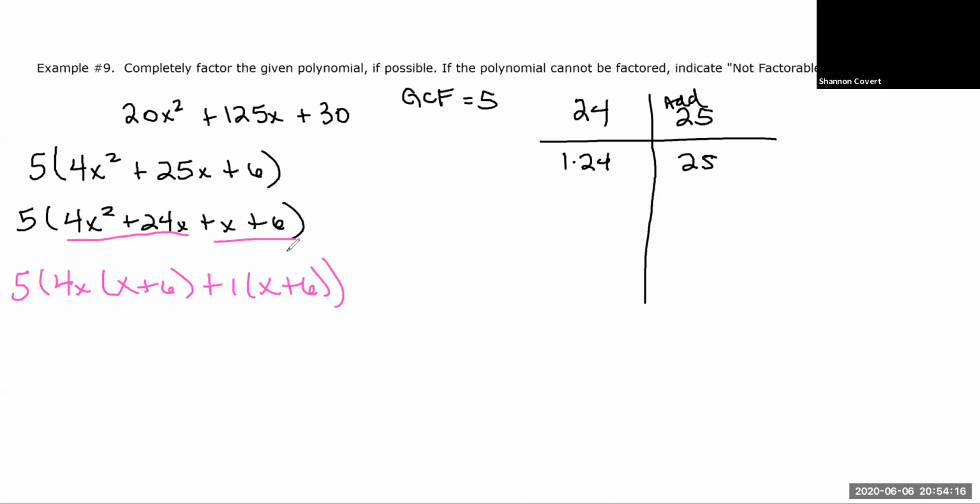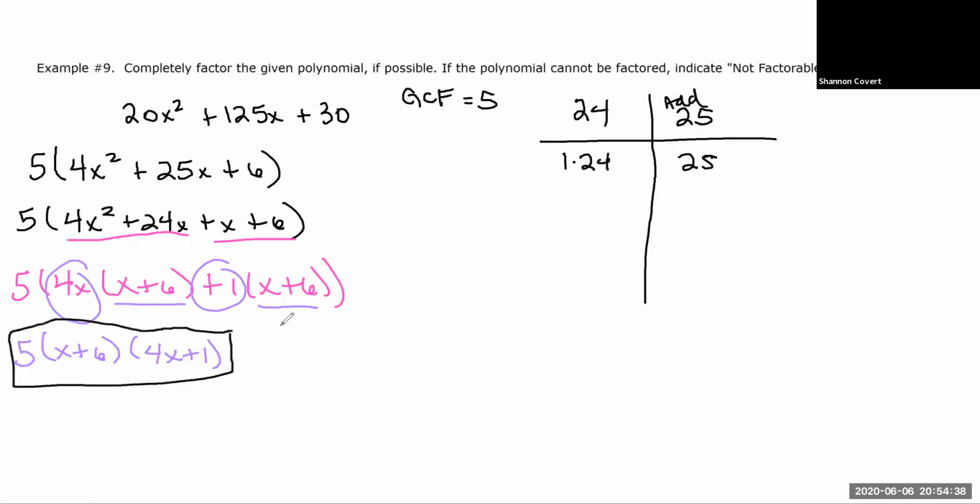All right, and now here's our binomial that's in common. So keep that 5, x plus 6. Here's what's left, 4x plus 1. That's your solution. Hopefully this is clicking for all of you, because if you've gotten this far, you should be master factors.